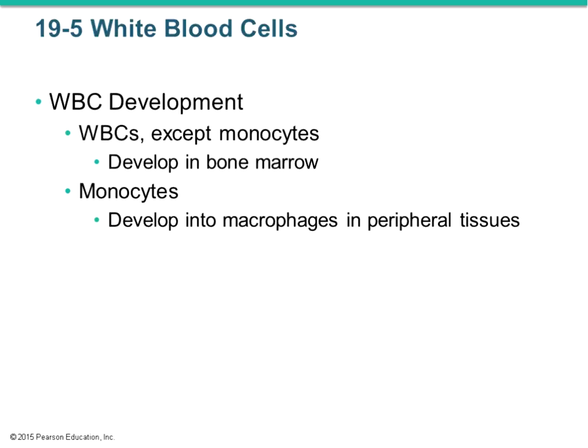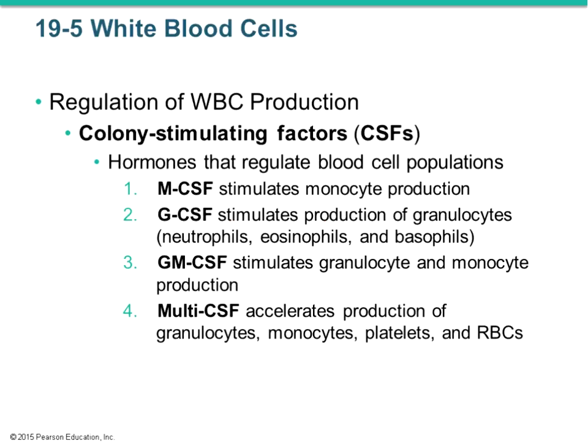White blood cells, except for monocytes, develop in bone marrow. Monocytes can develop into macrophages and other peripheral tissues as they go through their development. Now, we talked about EPO, erythropoietin. That's a hormone from the kidneys that stimulates red blood cell formation, right? Well, how do white blood cells? What is stimulating white blood cells to convert into varying white blood cells?